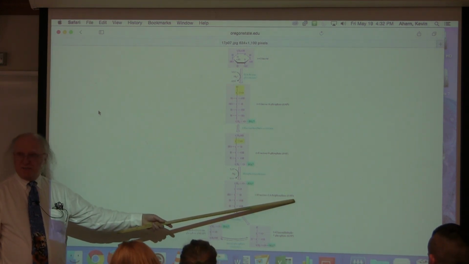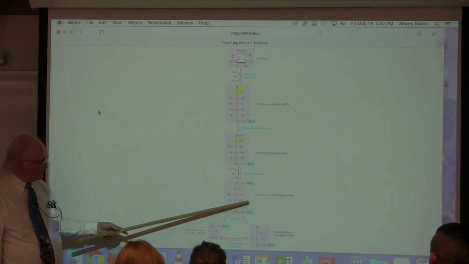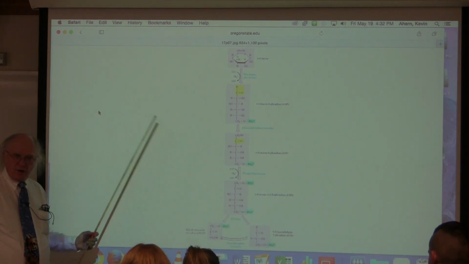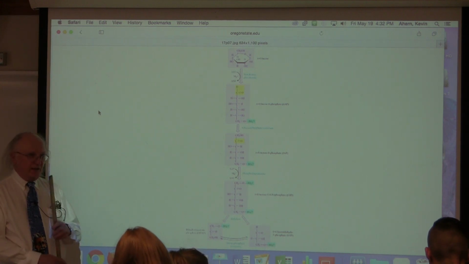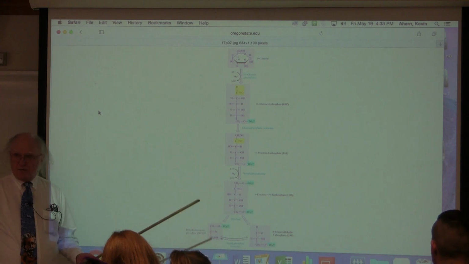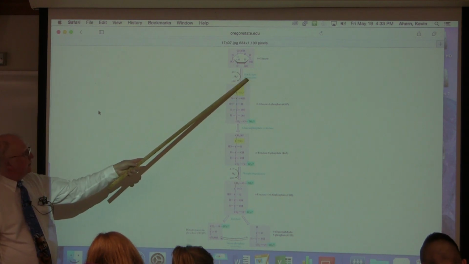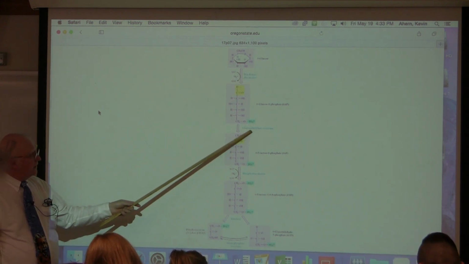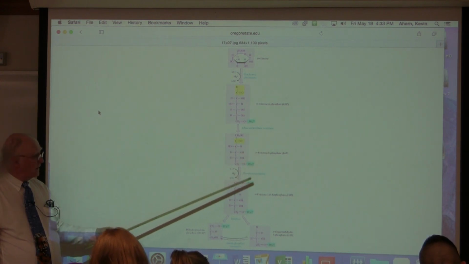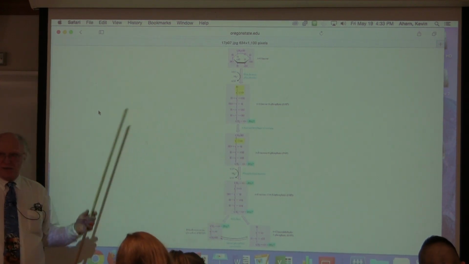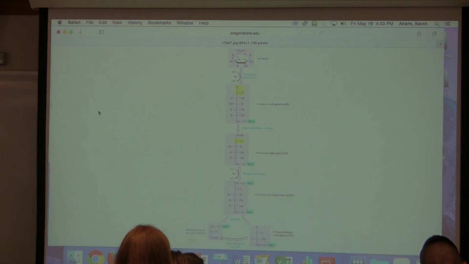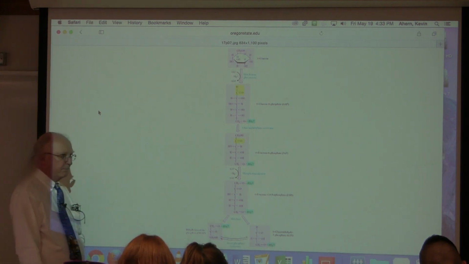So the F16BP is the substrate. It is the molecule that gets split into the two 3-carbon pieces. The enzyme that does that is known as aldolase. So we've had four enzymes so far: hexokinase, and I'll mention glucokinase later, you don't need to worry about that, glucose phosphate isomerase, PFK, and aldolase. At this point, we have completed the energy investment phase of the pathway of glycolysis.